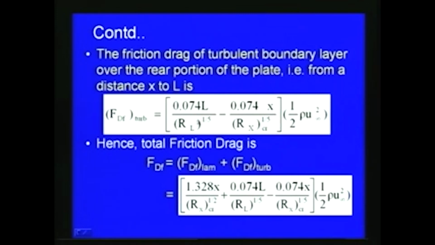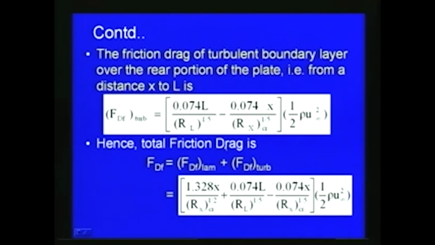FDF turbulent is equal to 0.074 L divided by RL to the power 1 by 5, as far as the turbulent boundary layer is concerned, minus 0.074 x divided by Rx critical to the power 1 by 5, into half rho u infinity square, where u infinity is the free stream velocity and rho is the density of the fluid. So, x is this critical location.